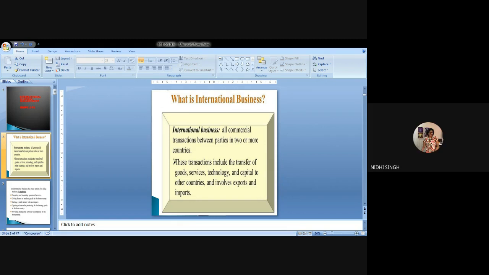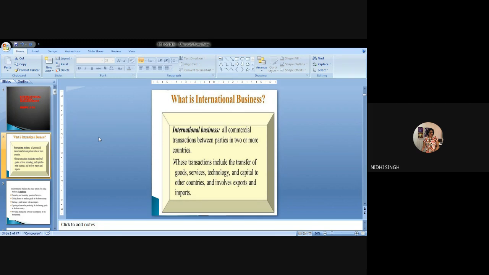Okay, so we should continue with our subject, that is international business management. So what is international business? It is all commercial transactions between parties in 2 or more countries. Business is the buying and selling of products. Now, business can be classified into domestic and international business. What is domestic? When a business is done within the geographical boundaries.